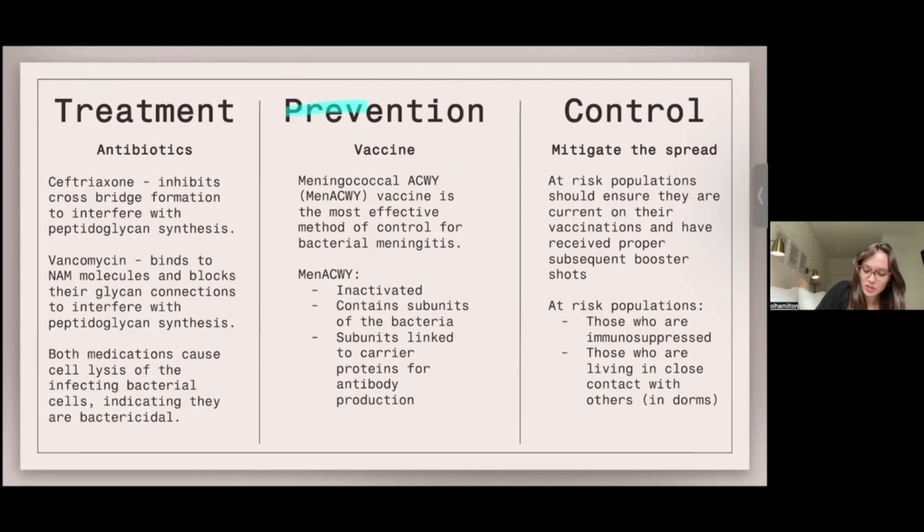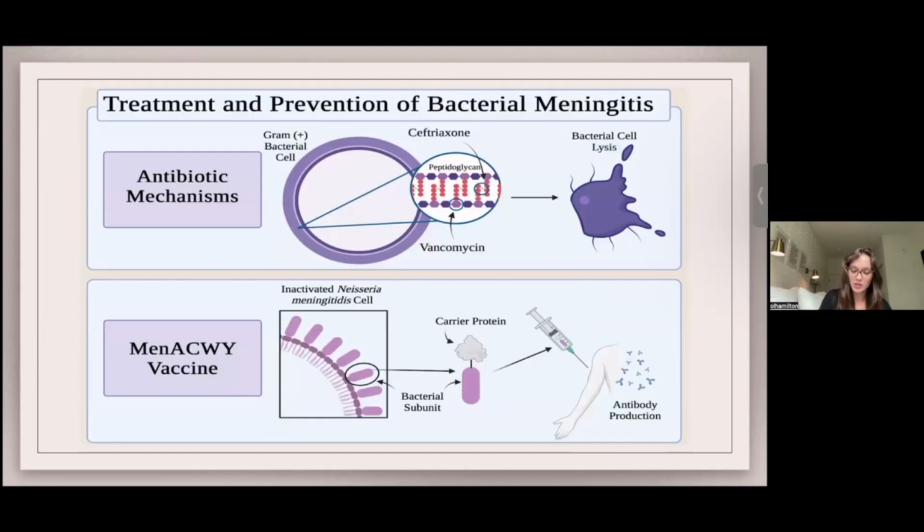So for the prevention, there is a vaccine for this bacteria. The meningococcal ACWY, also called the MenACWY vaccine, is the most effective method of control. It is an inactivated vaccine, so it contains subunits of the bacteria, and these subunits are linked to carrier proteins to allow for antibody production once the vaccine is administered.